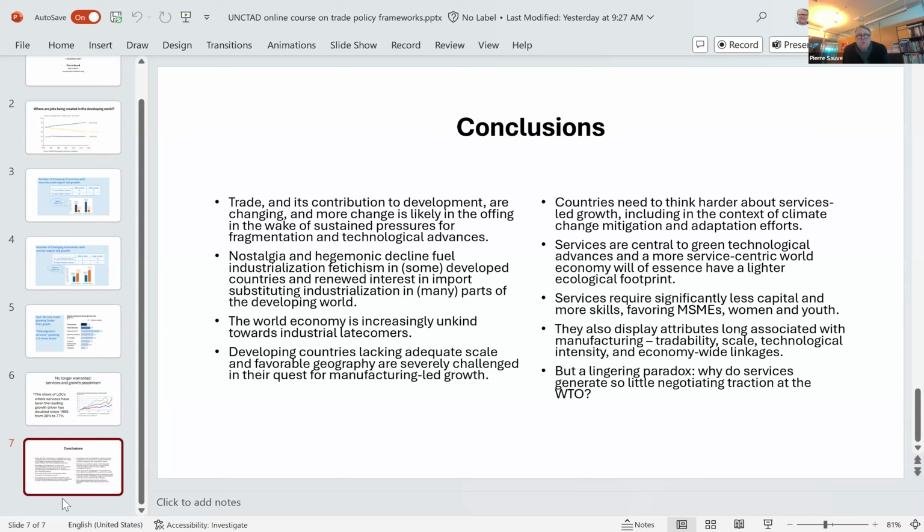I'm going to just finish on one paradox, which baffles me, someone who's been working on trade and services for several decades, and that is, why does a sector of such importance, both as a sector in its own right, but also as an intermediate, as an input into the production of other goods and services, not garner greater traction in international negotiations?